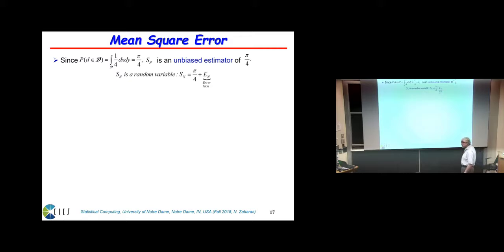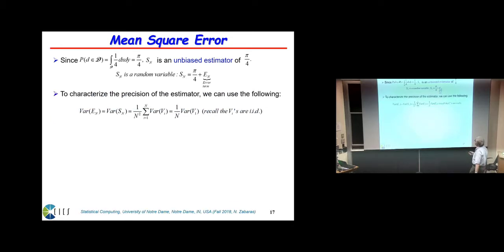So what I want to do now, since we are introducing Monte Carlo methods, is to start telling you something about the error. How much error do you make using the sample mean to approximate pi over 4? Can we say something about the error?